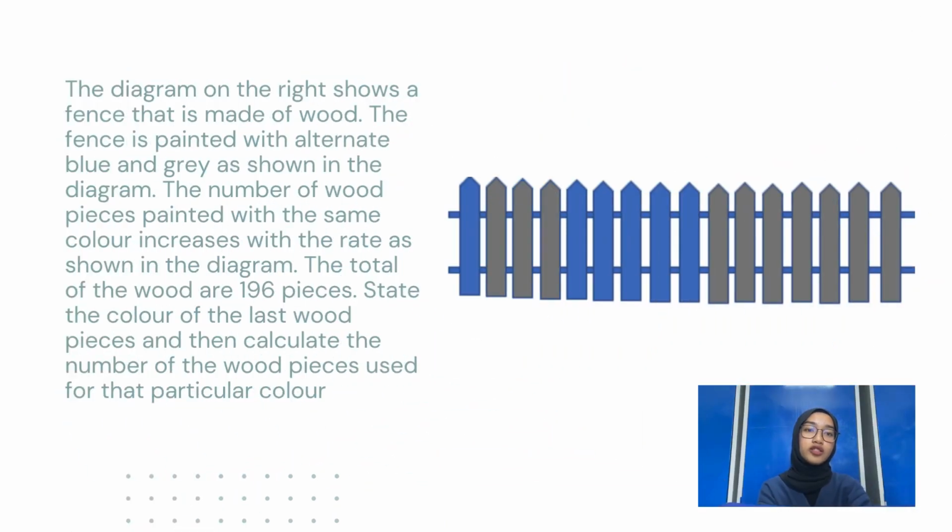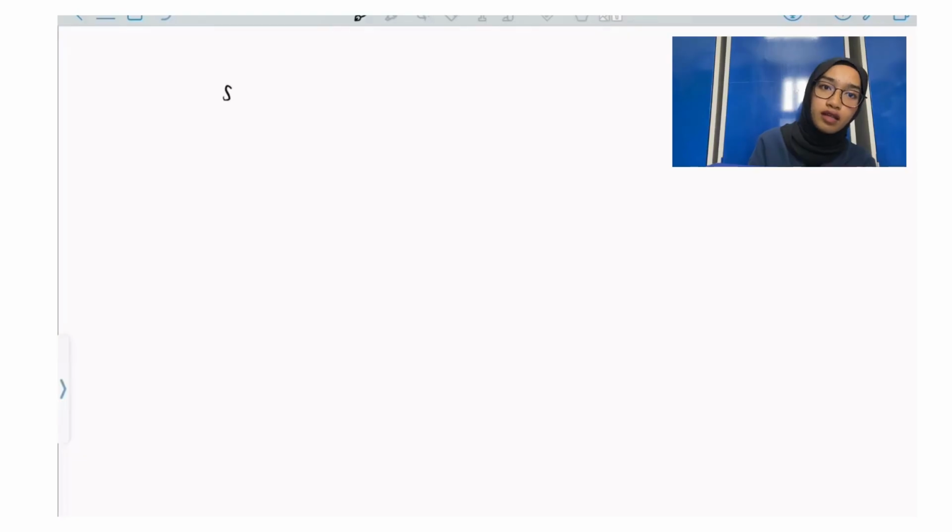So, we're moving on to the solution. The question is, the diagram on the right shows a fence that is made out of wood. The fence is painted with alternate blue and grey as shown in the diagram. The number of wood pieces painted with the same color increases at the rate shown in the diagram. The total of the wood is 196 pieces. State the color of the last wood pieces and then calculate the number of wood pieces used for that particular color.